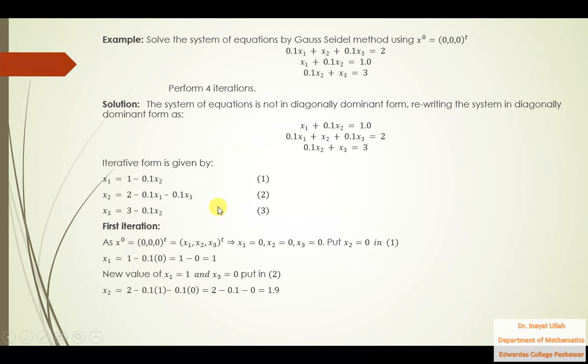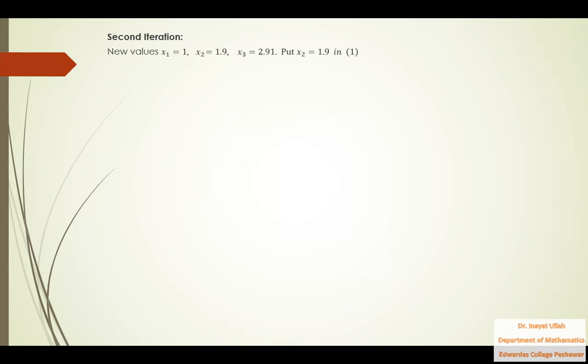If you see equation number 3, x2 will be used here. So the most updated value of x2 will be used here. So the new value of x1 is 1 and the new value of x2 is 1.9. We need to put x2 equal to 1.9 in equation number 3 to get the updated value of x3 as 2.91. So that is the first iteration. The second iteration, the new values of x1, x2, x3 are these.